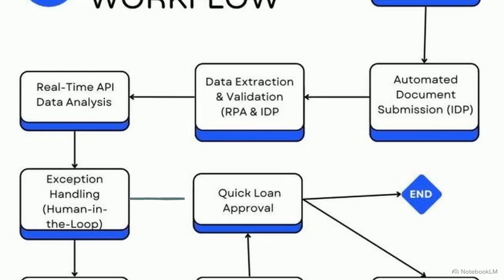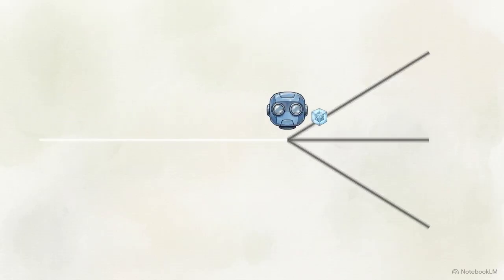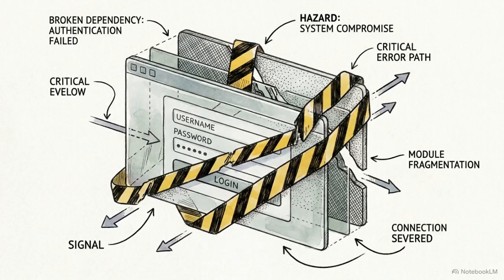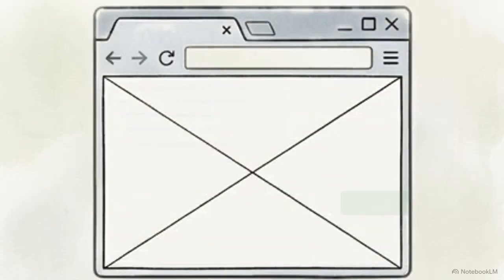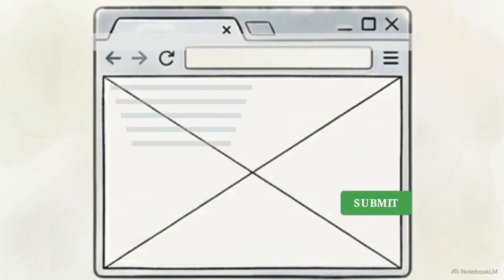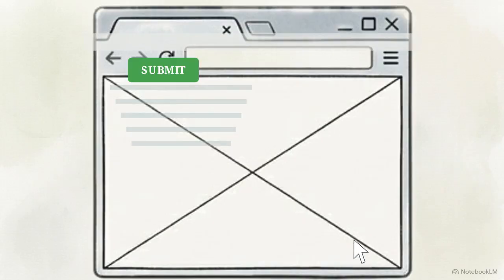Moving down the workflow from data extraction, we hit a node labeled exception handling. RPA bots are entirely deterministic. They execute strictly defined, rule-based sequences. They possess zero cognitive flexibility to handle the unexpected. This creates a direct vulnerability known as UI dependency. Because the bot is programmed to interact with specific visual elements on a screen, a minor software update or a relocated submit button can completely break the workflow.